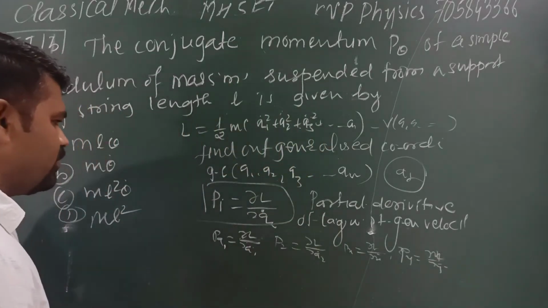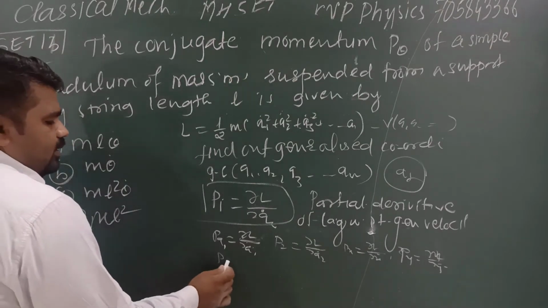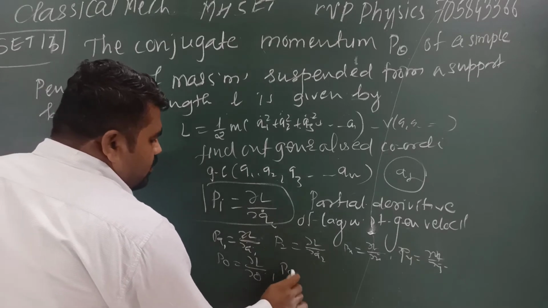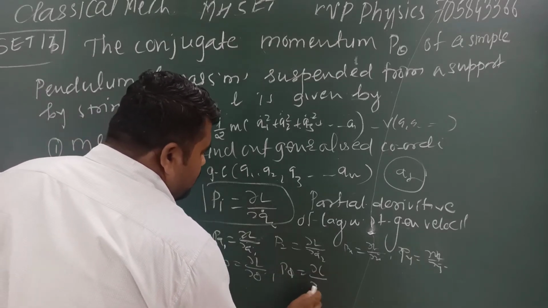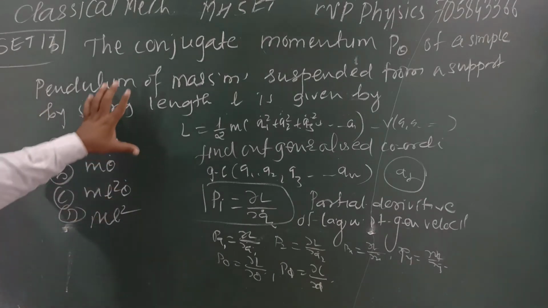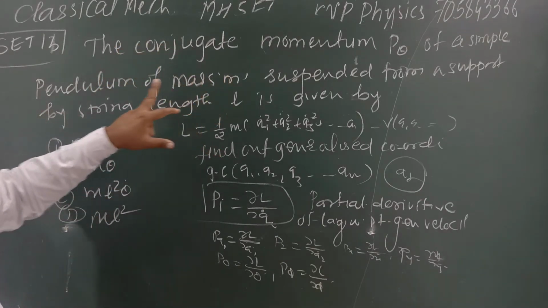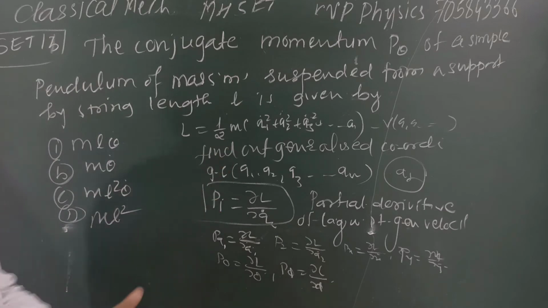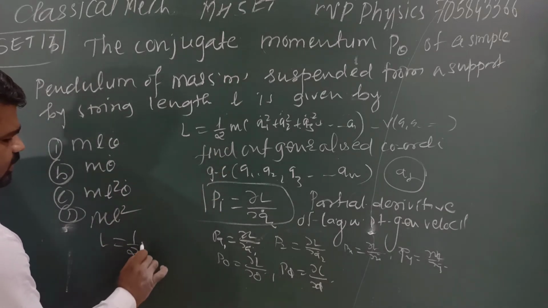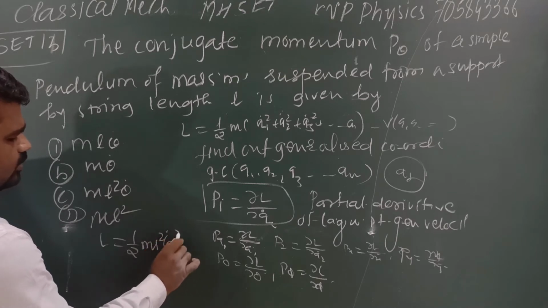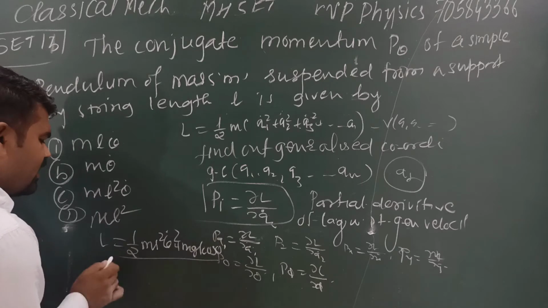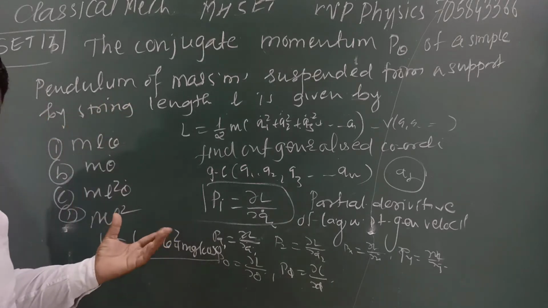Or for theta and phi, p theta is equal to the partial derivative of L with respect to theta dot, and p phi is the partial derivative with respect to phi dot, and so on. Now take the example of a simple pendulum. We know the pendulum Lagrangian is L = 1/2 ml squared theta dot squared plus mgl cos theta. This is the Lagrangian for the simple pendulum.